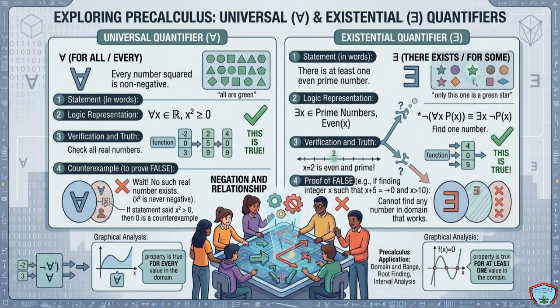We will also examine the relationship between the universal and the existential quantifiers through negation. The negation of a universally quantified statement can be expressed using the existential quantifier, while the negation of an existentially quantified statement can be expressed using the universal quantifier. Understanding this relationship is essential for constructing logical arguments and proving mathematical statements.